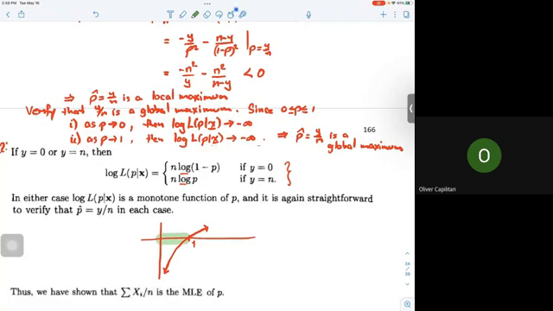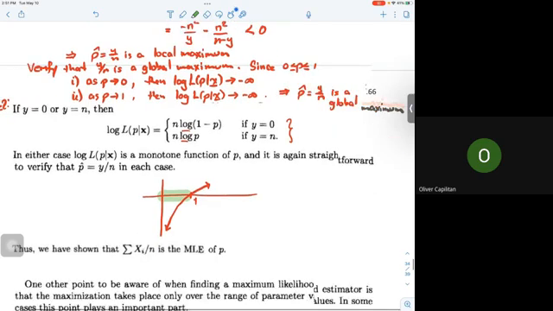So it's a monotone function. Okay? So the log likelihood function, ito yung log likelihood function. In either case, ito yung graph ng ating log likelihood function. So the log likelihood function attains its maximum, no? Or attains the maximum when the value of p will be equal to y over n.